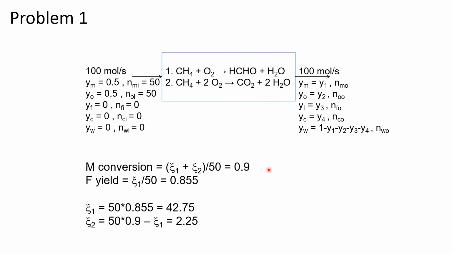So here are those 2 equations just reproduced on this slide. Solving the yield equation for Xi1, we get 42.75. Then we can solve the conversion equation for Xi2, which is 2.25. We're almost done.